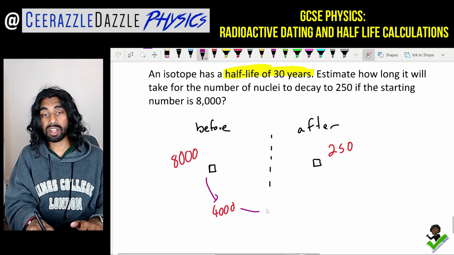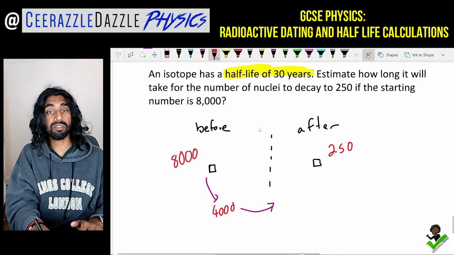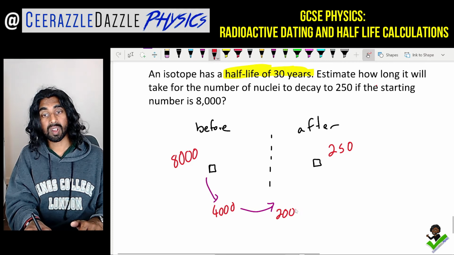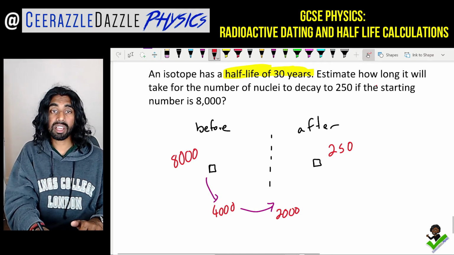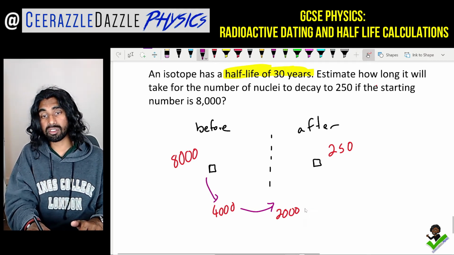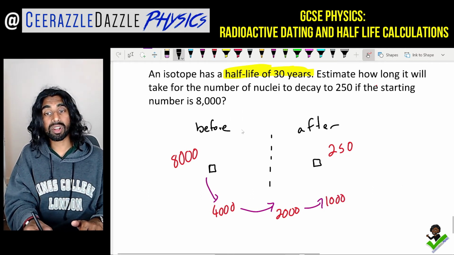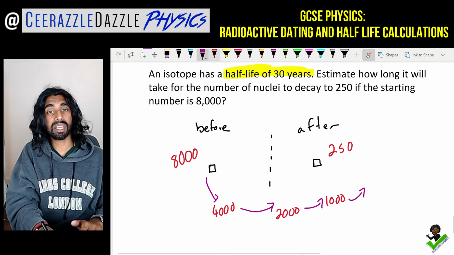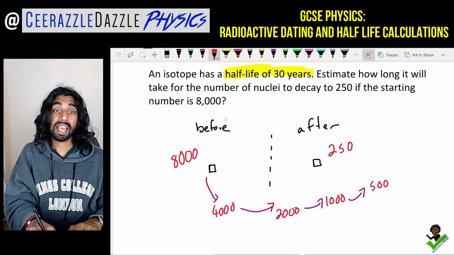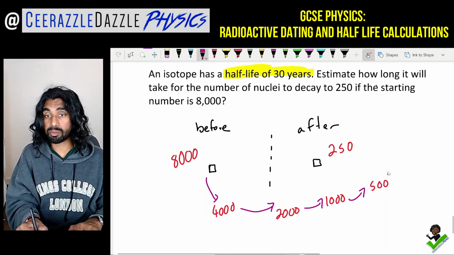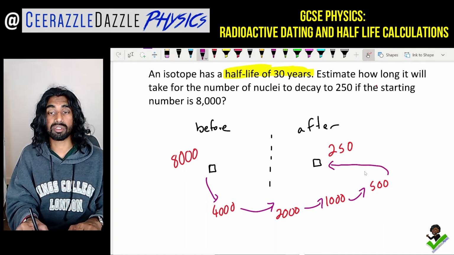Then the next half-life, half of 4,000, I end up with 2,000. Good. And the next half-life from there, we're going to drop from 2,000, it will be 1,000. And then from 1,000, guys, we're going to drop it down even more. The next half-life, guys, is going to be 500. And last of all, the last half-life goes from 500 to 250.